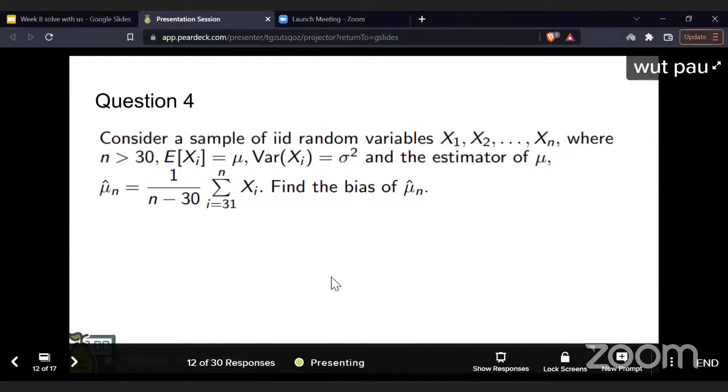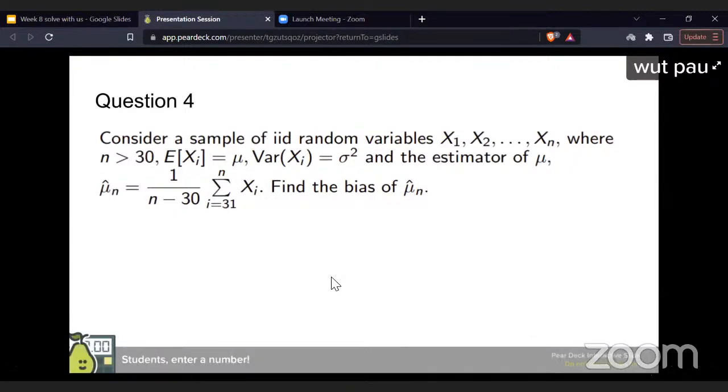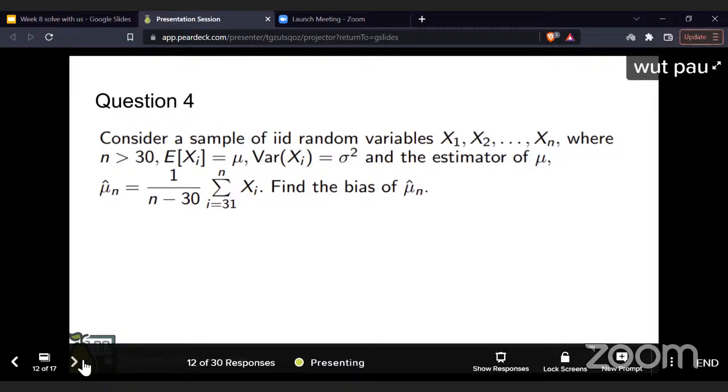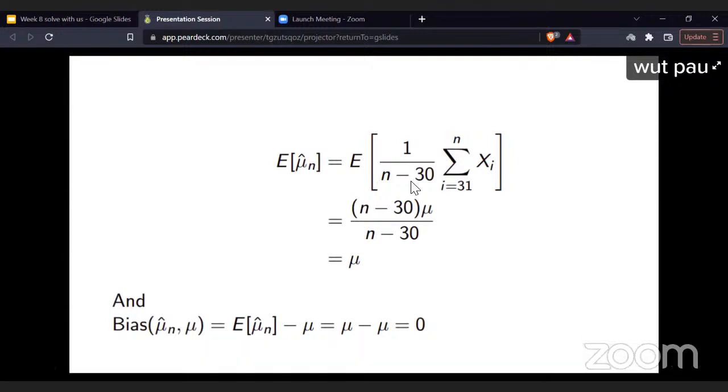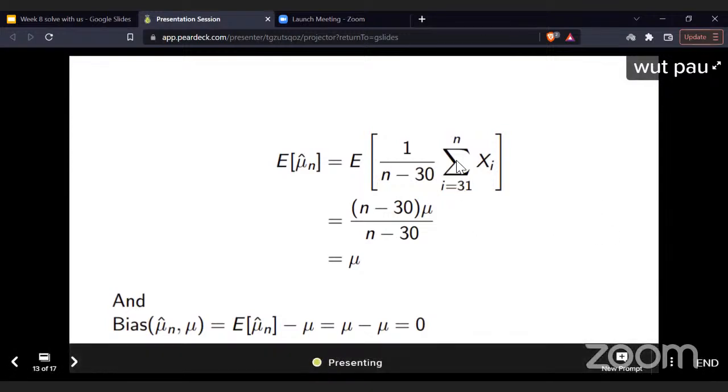So to find the bias of an estimator, we need to find the expected value of the error. Mu hat was defined to be 1 upon n minus 30, sum over xi. Since n minus 30 is a constant, we can pull it out, and this i is varying from 31 to n. So this is going to be nothing but n minus 30 times mu.